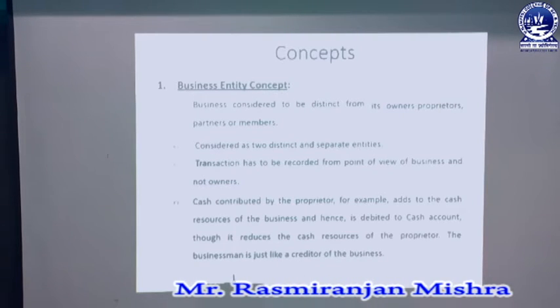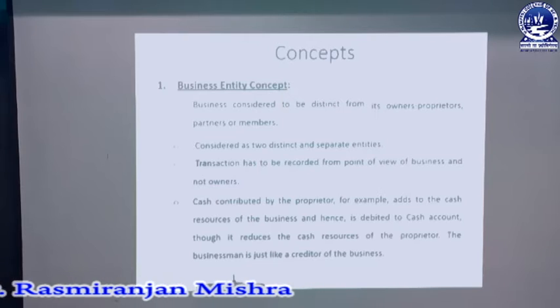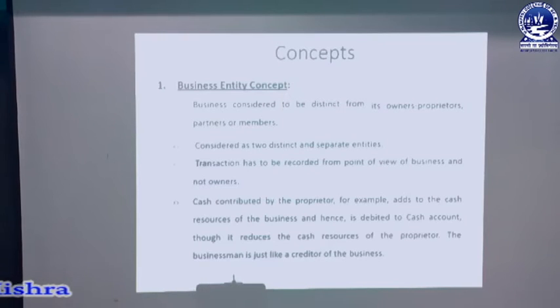Cash contributed by the proprietor, for example, adds to the cash resource of the business and hence is debited to the cash account, though it reduces the cash resource of the proprietor. The businessman is just like a creditor of the business.